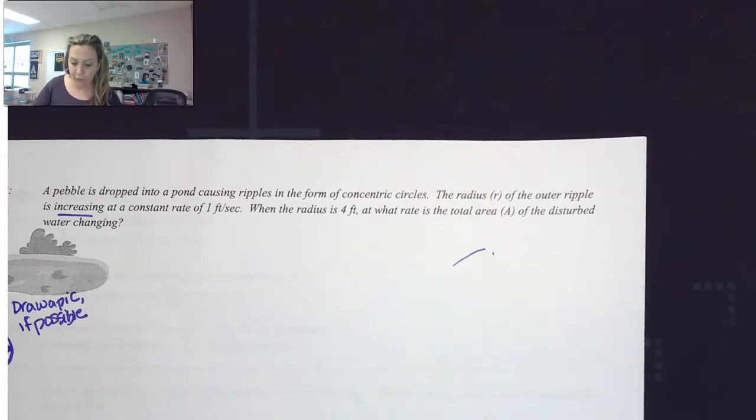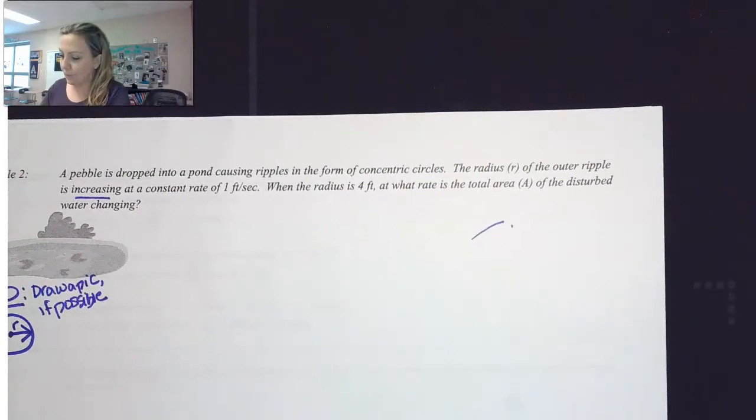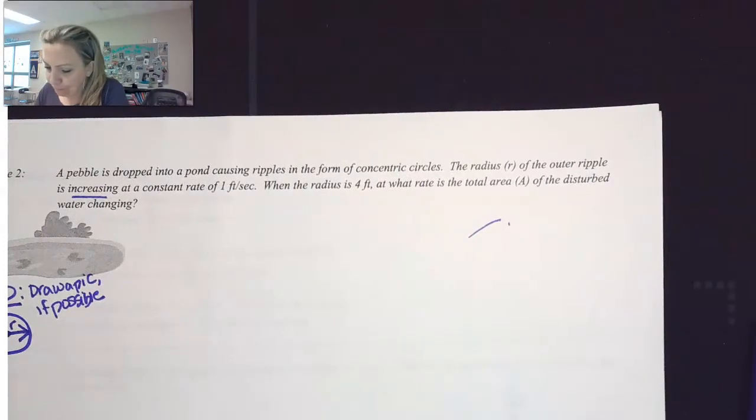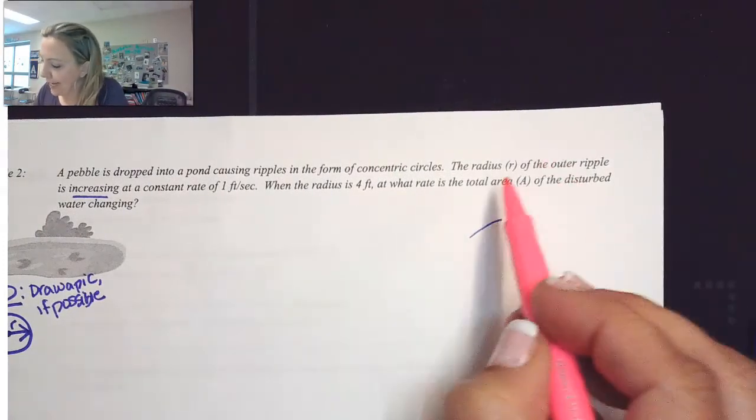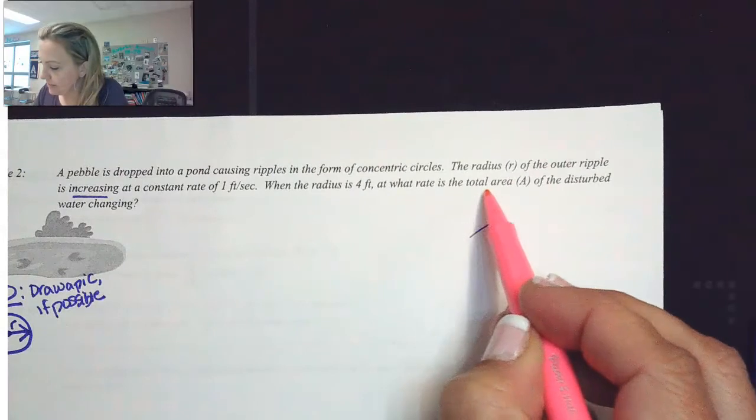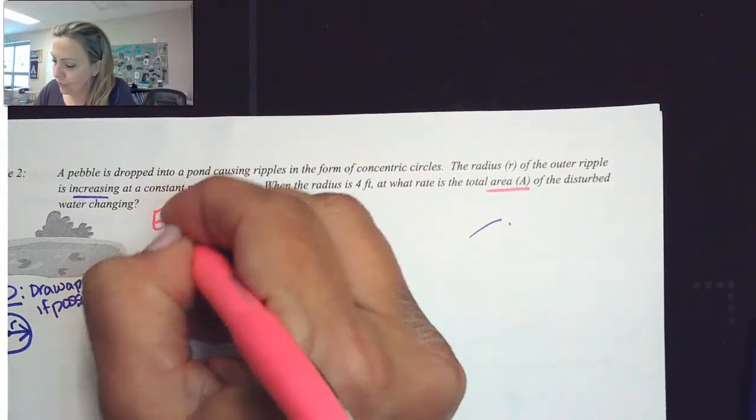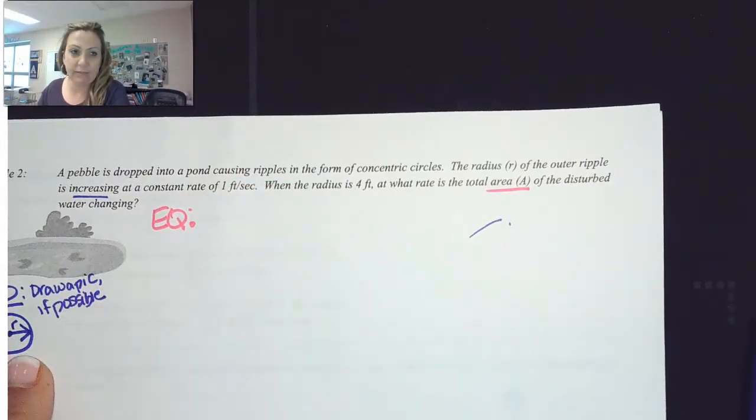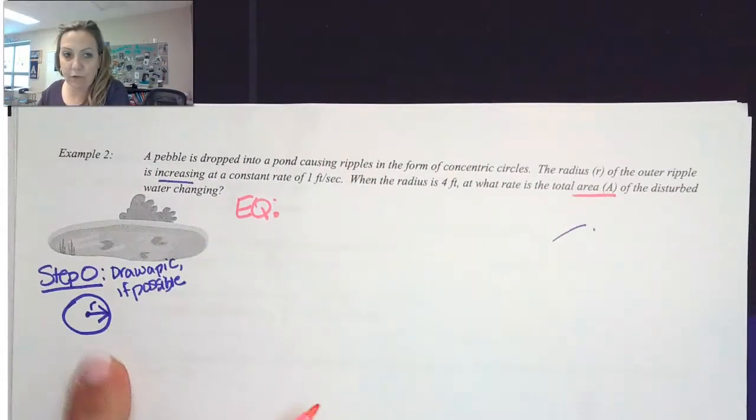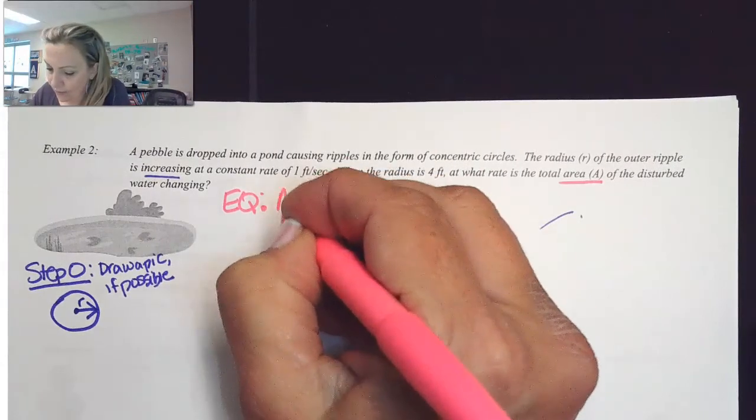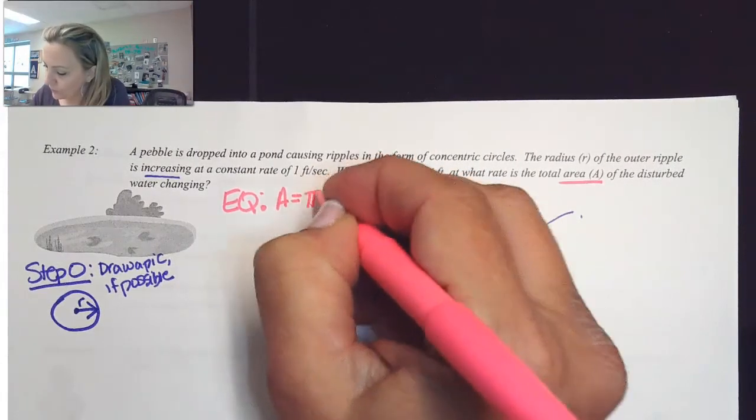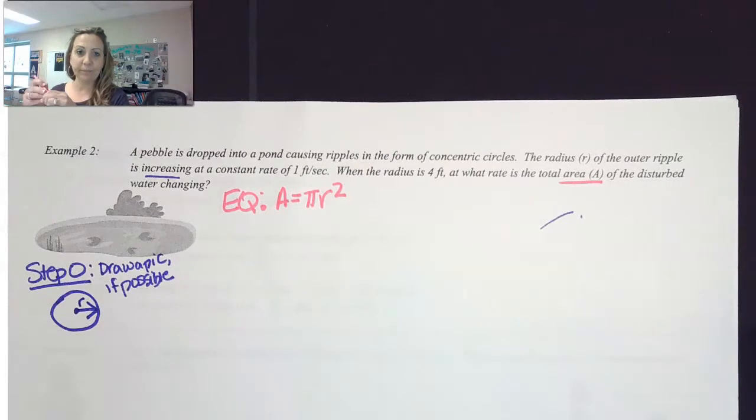And then step 2 is going to be to organize our information. The reason I combine those into one is I sometimes like to look at the equation that we're dealing with. So we're looking at the total area, right? For an equation, we can use the area, and this is a circle that we drew. So we can say that our equation is that the area equals pi r squared, that we can use.